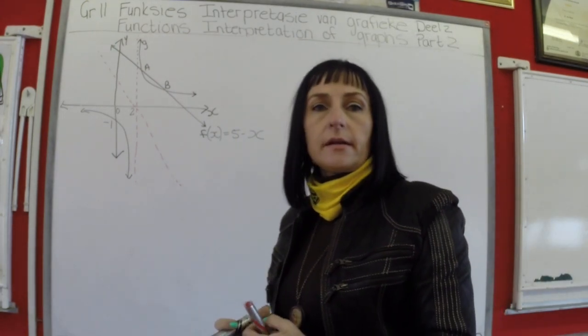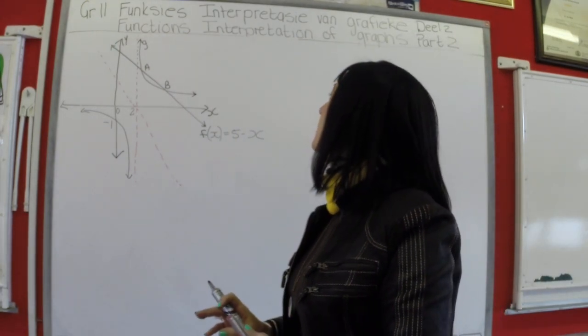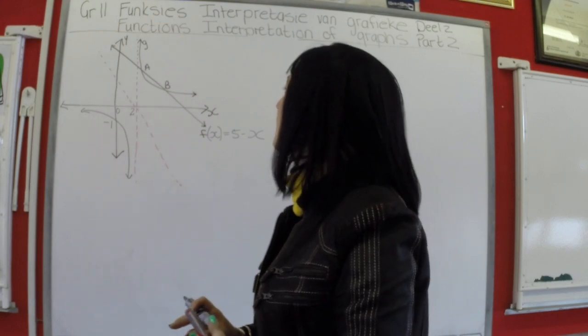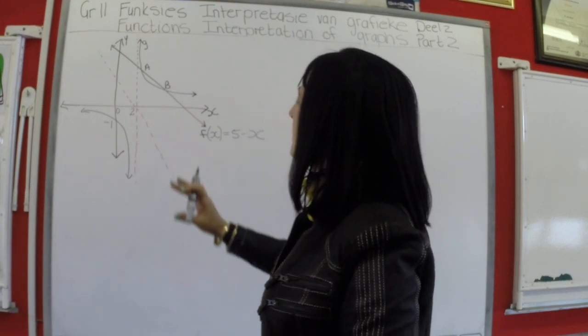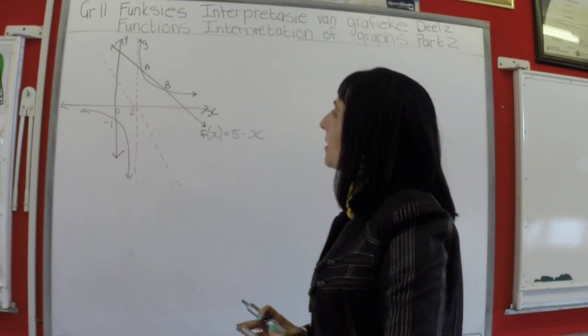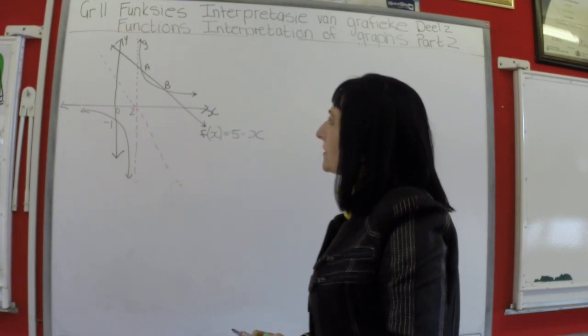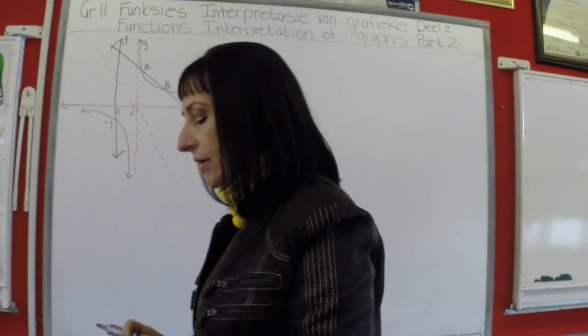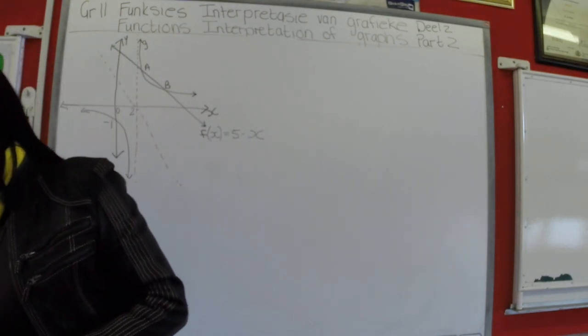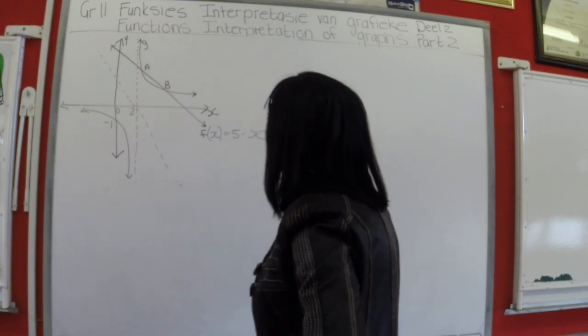Morning grade 11s, we are busy with another interpretation of functions. So let's look at this picture. It's about a hyperbola and a straight line. So we've got the equation of the straight line, but we haven't got the equation of the hyperbola. The first question is determine the equation of the hyperbola.